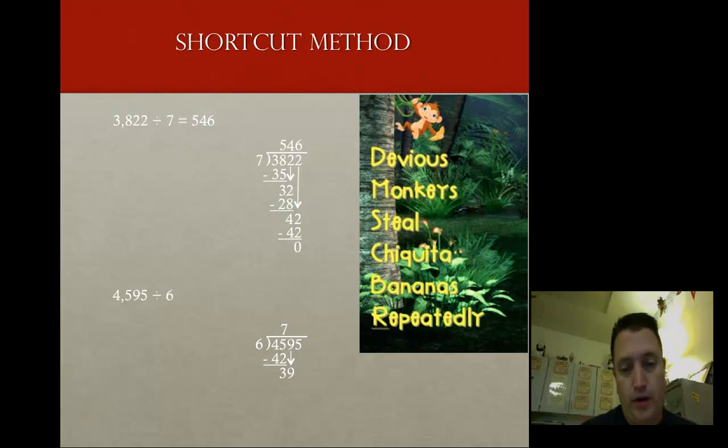6 goes into 39 6 times. I'm going to subtract because I'm repeating the process here. I get 3, and now I'm going to repeat again. I'm going to bring down the next number. I'm going to repeat the process from the top. I'm going all the way back up here to divide once more. 5 times. 6 times 5 is 30. I'm going to subtract. I get 5 left over, and I just move my remainder of 5 up there at the top. So just like in the other ones, it's 765 with a remainder of 5.